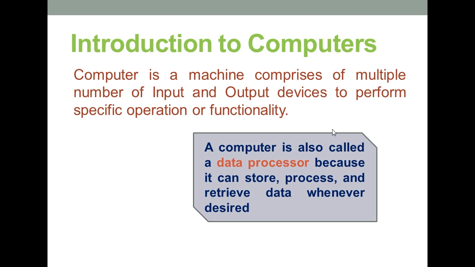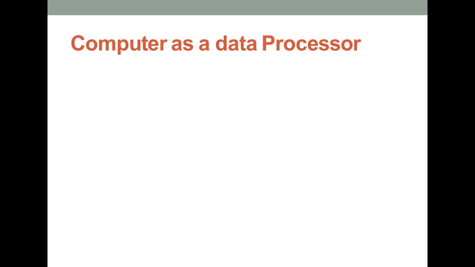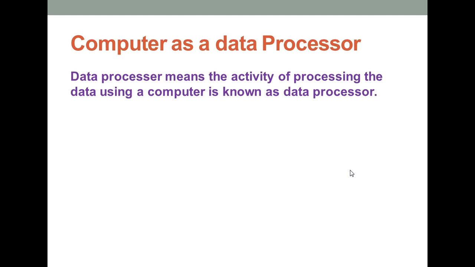Then after that, we can understand this data processor. A computer can be known as a data processor. How, we will discuss in this section also: computer as a data processor. Data processing means the activity of processing the data using a computer, hence known as a data processor. This is the first thing which we require. If we want to process something, then the first thing we require is data. Data means the raw material, or the raw facts and figures, or the unorganized data. So it is known as data.